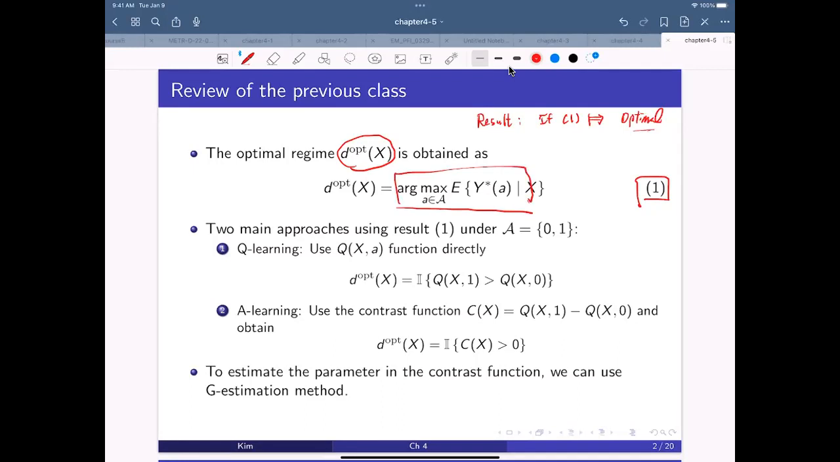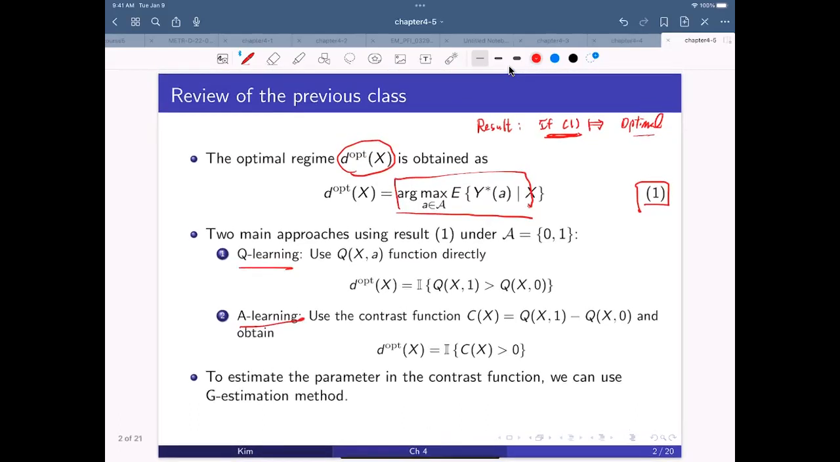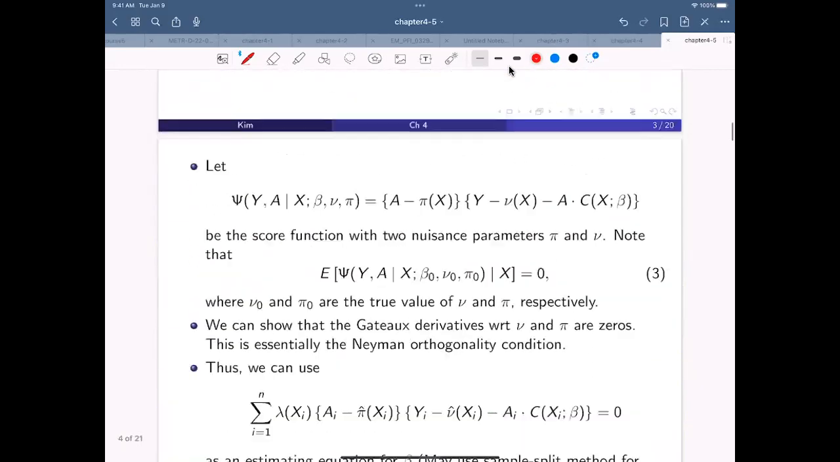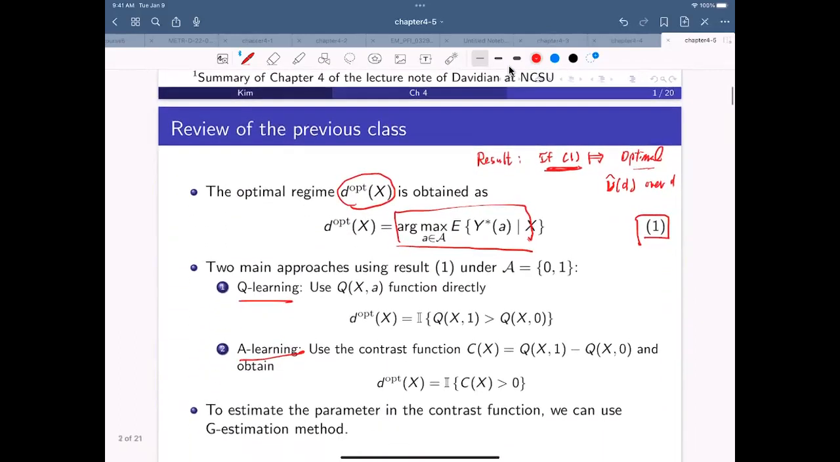Using this condition, we have two approaches: one is Q learning, the other one is A learning. Then using the definition of optimal, which is actually different, we have a value function, so we can maximize the value over D. That's another approach, which we're going to discuss soon. But anyway, that is the outline.